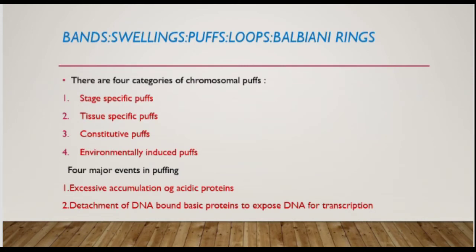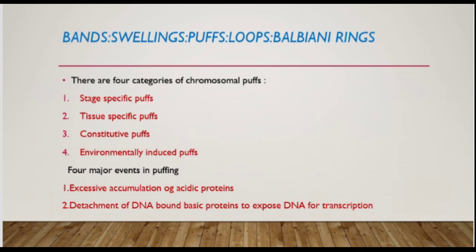At some stages in the larval growth of these insects, or the organisms in which polytene chromosomes are present, specific bands enormously enlarge in size, bulge out and form swellings, and these swellings are known as chromosomal puffs. They are formed by uncoiling of the chromatin filaments.